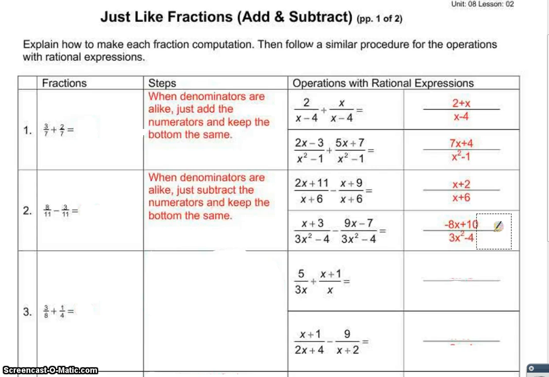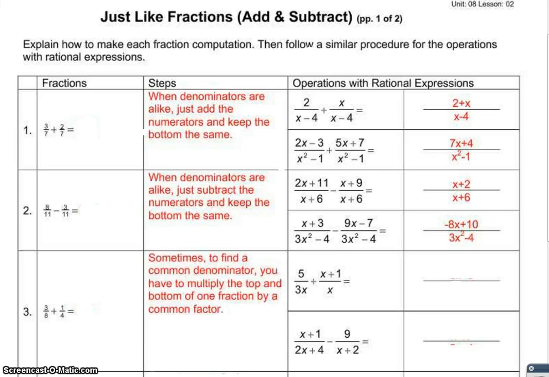Okay, so let's look at the next one, number 3. For number 3, I have 3/8 plus 1/4. It says sometimes to find a common denominator, you have to multiply the top and the bottom of one fraction by a common factor.